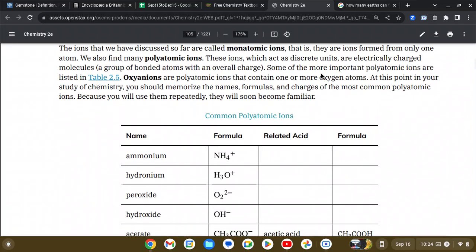The ions that we have discussed so far are called monatomic ions. That is, they are ions formed from only one atom. We also find many polyatomic ions. These ions, which act as discrete units, are electrically charged molecules, a group of bonded atoms with an overall charge. Some of the more important polyatomic ions are listed in Table 2.5. Oxyanions are polyatomic ions that contain one or more oxygen atoms. At this point in your study of chemistry, you should memorize the names, formulas, and charges of the most common polyatomic ions because you will use them repeatedly. They will soon become familiar.